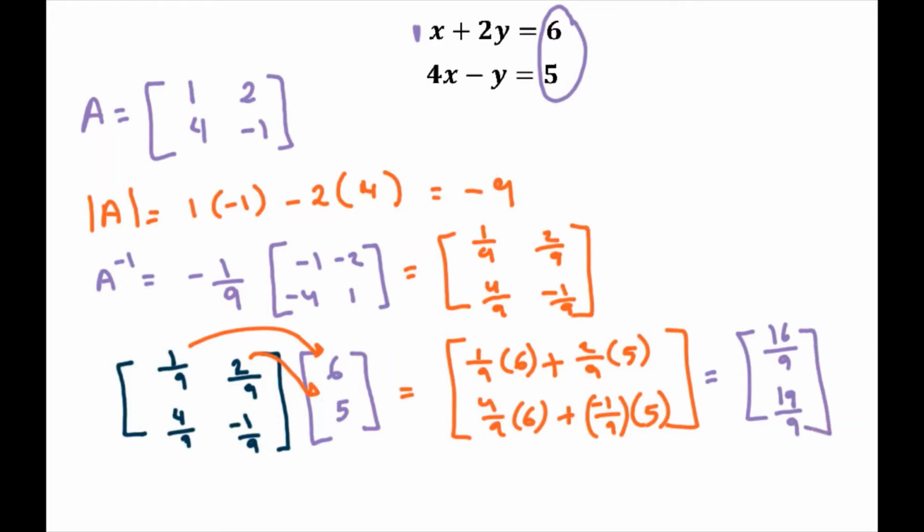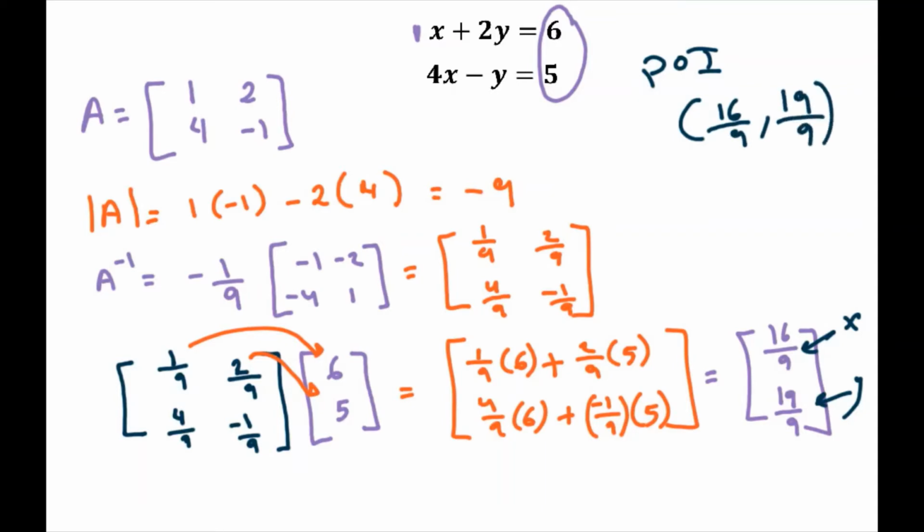So what is x and y? X is going to be 16 over 9, y is going to be 19 over 9. So your point of intersection or your solution is 16 over 9 comma 19 over 9.